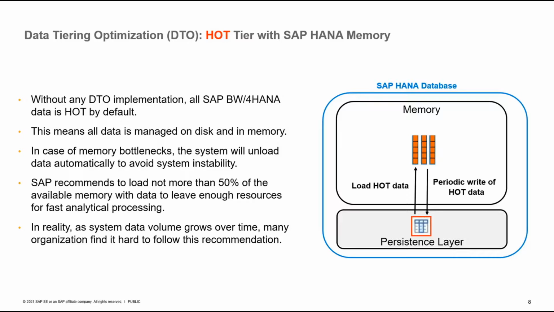However, as systems grow, many organizations cannot follow this recommendation anymore. So they manage systems where 70, 80% of the memory is actually loaded with real data, and that leads to performance bottlenecks or even system breakdowns. And this generates the need to have a data tiering optimization concept or something similar in place in order to manage the growth of the data in the overall system.